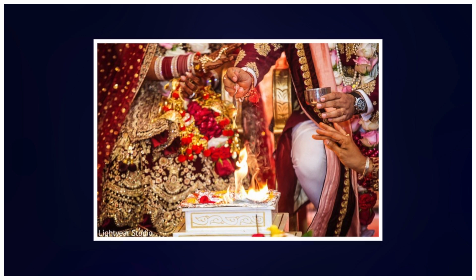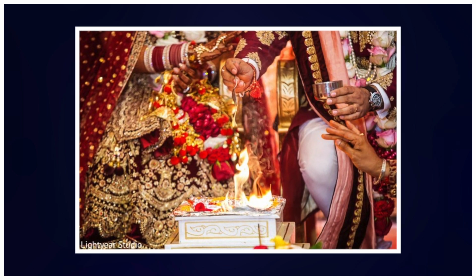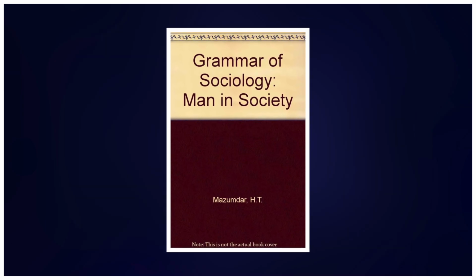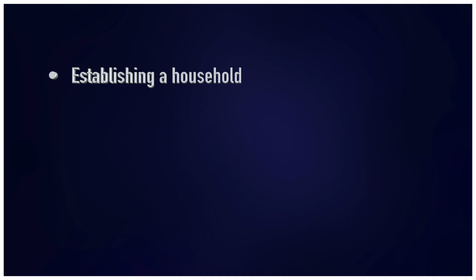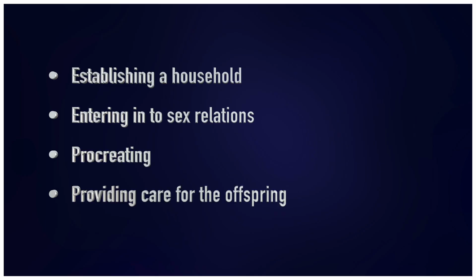Marriage has been defined in different ways, highlighting the various characteristics of this universal institution. For instance, Majumdar defines marriage as a socially sanctioned union of male and female, or as a secondary institution devised by society to sanction the union and mating of male and female for the purpose of establishing a household, entering into sex relations, procreating and providing care for the offspring.